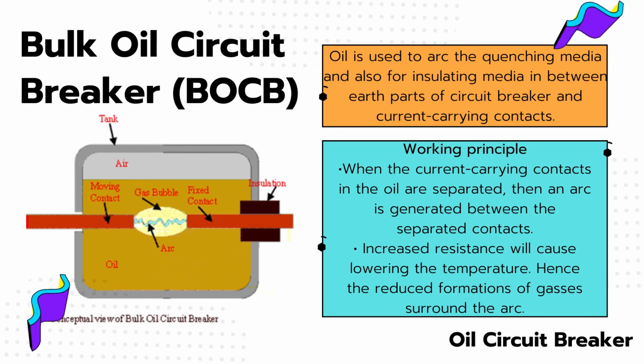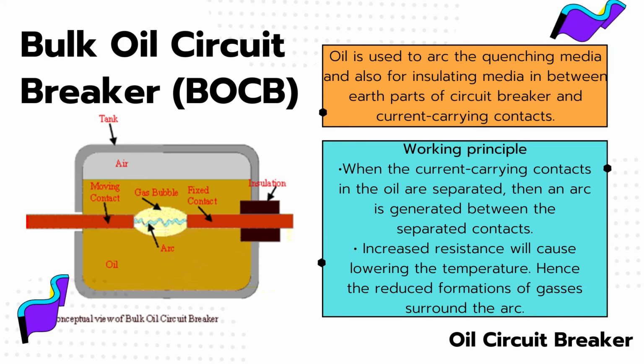The moving contacts will move away from the fixed contact of the arc, and this results in the resistance of the arc getting increased. An increased resistance will cause lowering of the temperature, hence the reduced formation of gases around the arc.